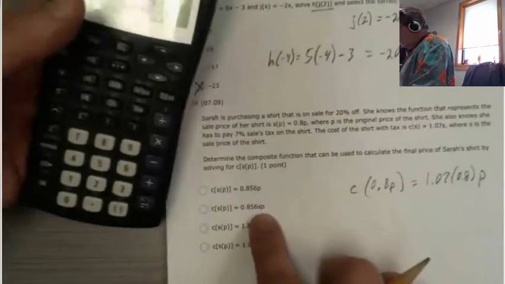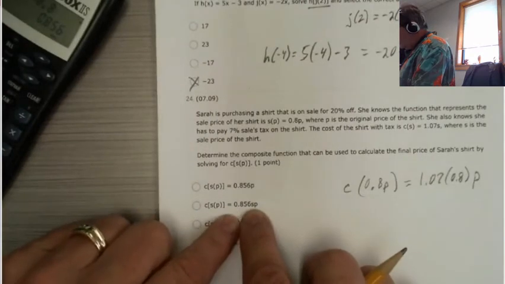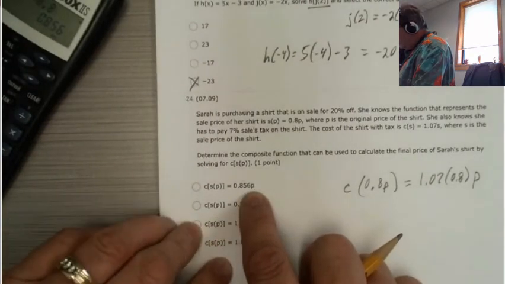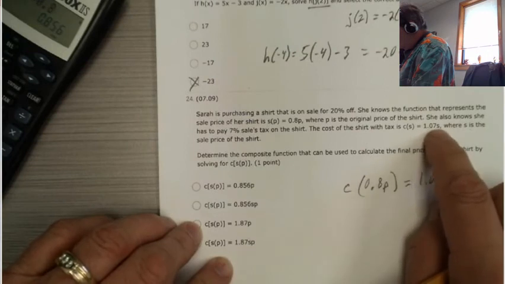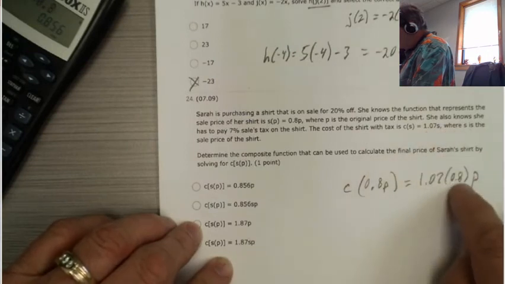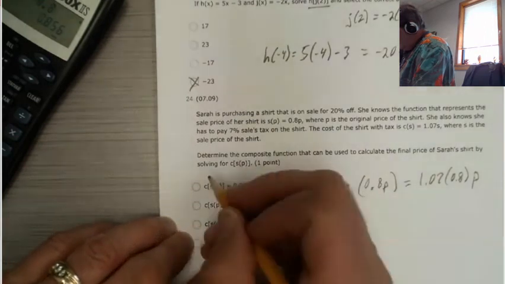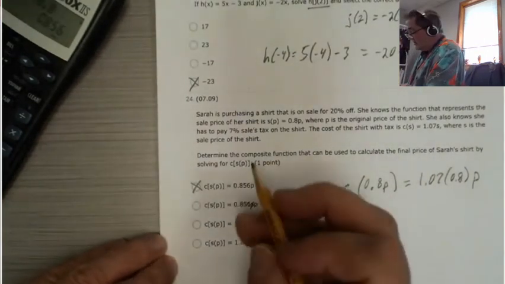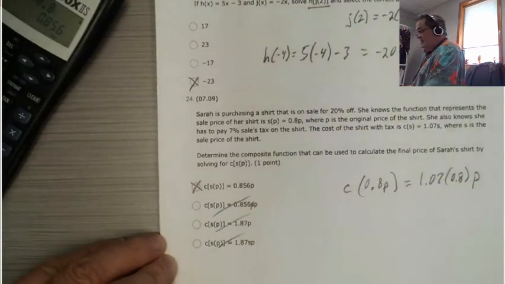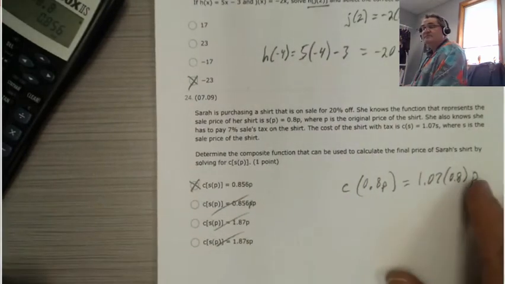Is it SP or is it just P? It's 1.07 times the S, but we substituted in for the S the 0.8P. It's just P. S went away because we substituted for S. So the S is no longer in the equation. That is our answer.